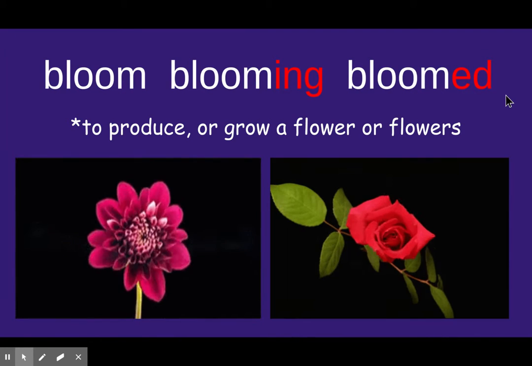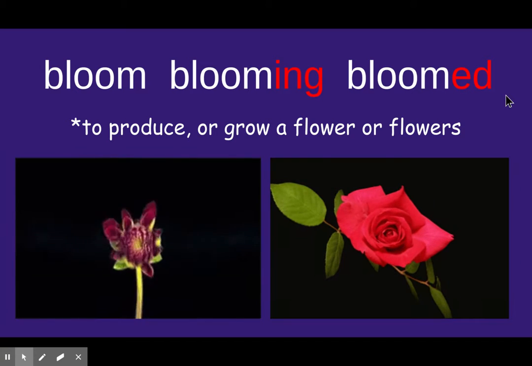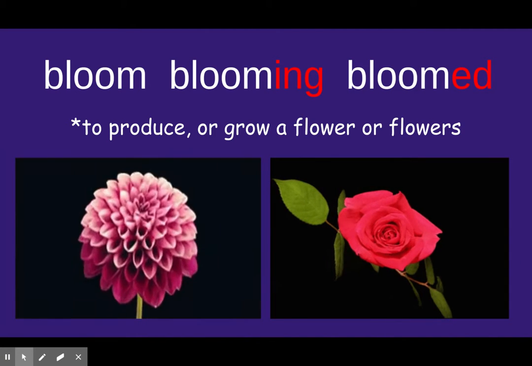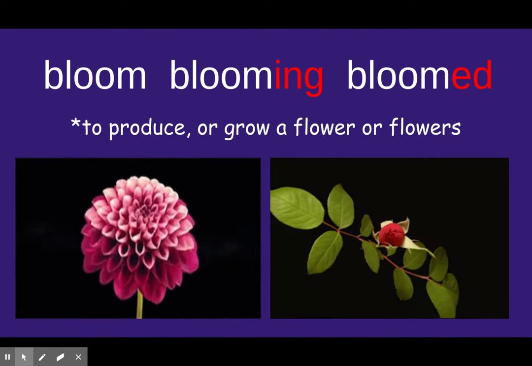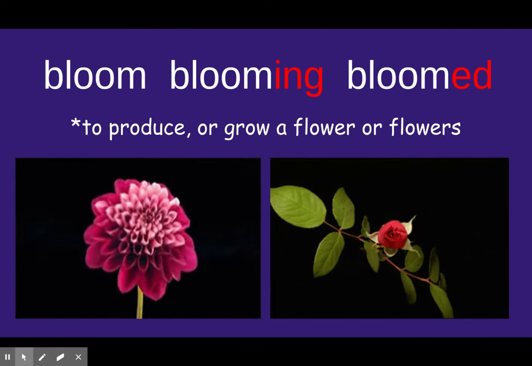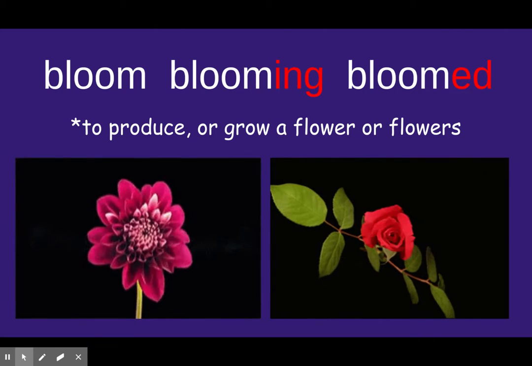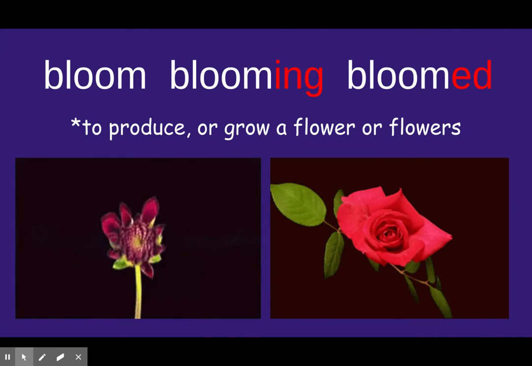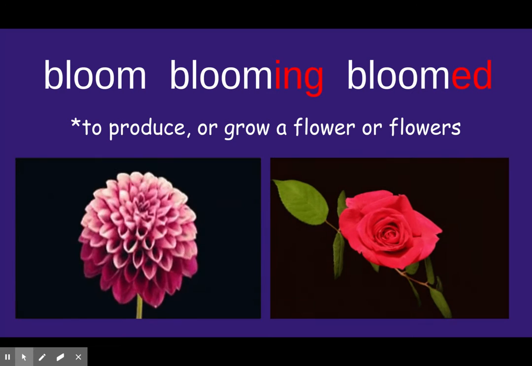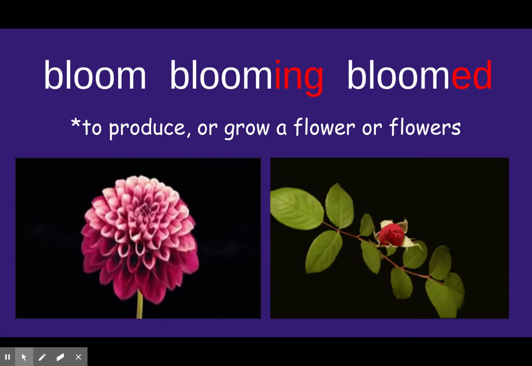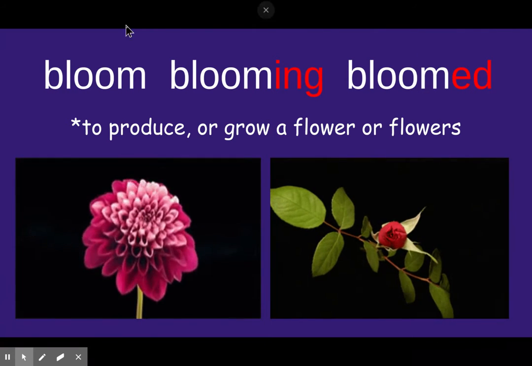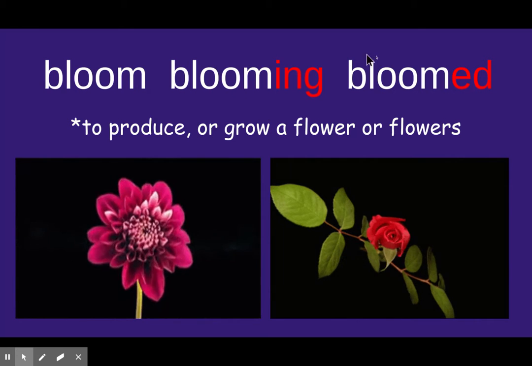It can sound like ed, or it can sound like d, or it can sound like t. But you have to listen to how that verb changes the time in a sentence. And that's how you know that you're adding that ed, even if it sounds like that T sound at the end. But this word is bloom, blooming, bloomed.